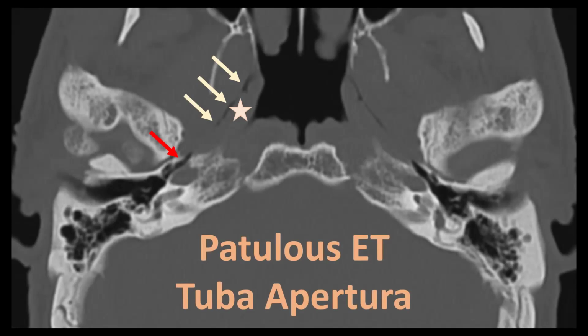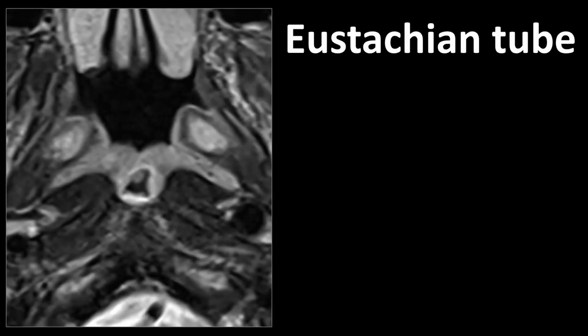It's basically a dysfunctional Eustachian tube, and it's continuously a bit open, which is why we are able to see this streak of air lining its lumen, or making its lumen visible. Normally, that's not the case.